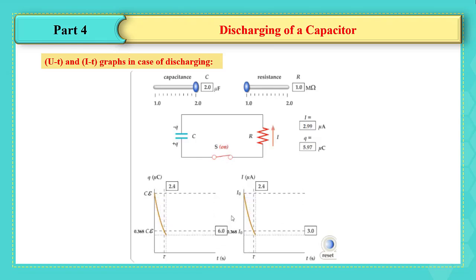Here in this animation there is no graph showing the variation of U as a function of t, but the variation of U as a function of t is very similar to I and to Q. It is a decreasing function, decreasing exponentially, starting from U maximum, which is the maximum voltage of the capacitor, reaching 0 at the end of the discharging process.